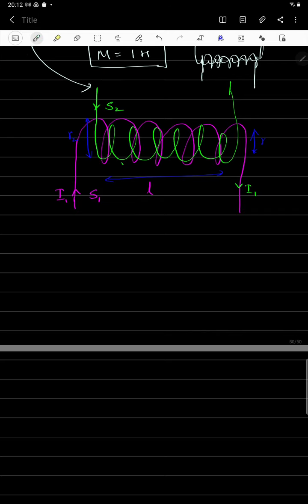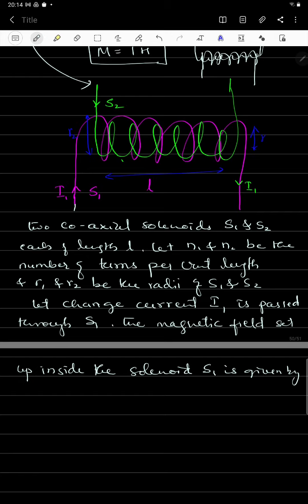Now we'll consider two coaxial solenoids S1 and S2. Each of the length is L, and n1 and n2 are the number of turns per unit length, and R1 and R2 are the radii of coils S1 and S2.